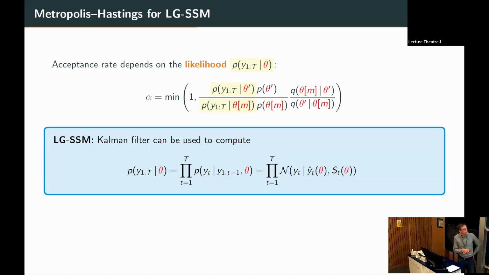innovation, which is essentially the posterior mean of the observation, and the innovation variance, which is the covariance matrix of this. So based on those quantities, we can multiply all of these predictive likelihoods together, and we get an expression for the joint likelihood conditionally on some value of theta. So what you would do is that you propose a value for theta, you fix that value, and then you run your Kalman filter, you collect all of these terms here, multiply them together, and then you get the likelihood that you need in order to compute the acceptance probability.